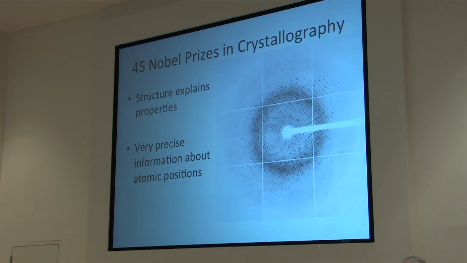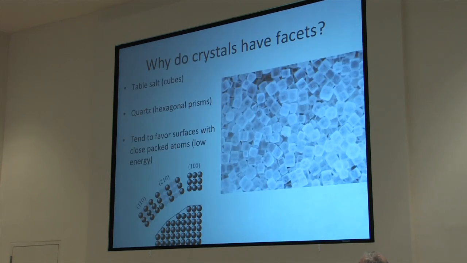So the ability to use x-rays to look at things, you heard actually a talk by Ian on using the tools like the spallation neutron source to look at materials. But that technique, using x-rays to look at things, has become called crystallography. And it's led to an enormous number of Nobel Prizes, 45 Nobel Prizes in crystallography. And the reason is that you can now look at the structure of materials and try to understand how structure affects properties. It gives you very precise information about atomic positions.